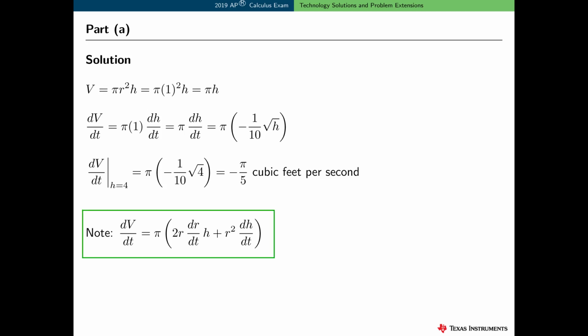Now there is another, perhaps more general way to start this problem, and that is by differentiating both sides of the expression for volume with respect to t. We consider both r and h as functions of t. We need to use the product rule and the chain rule. Now this expression simplifies because r is equal to 1, and since the radius is not changing, dr/dt is equal to 0.